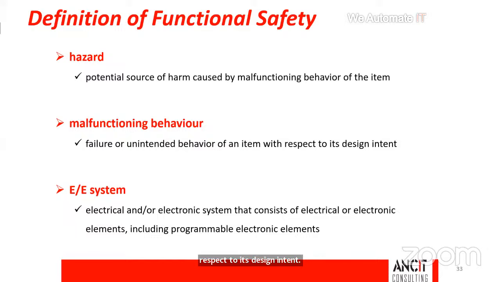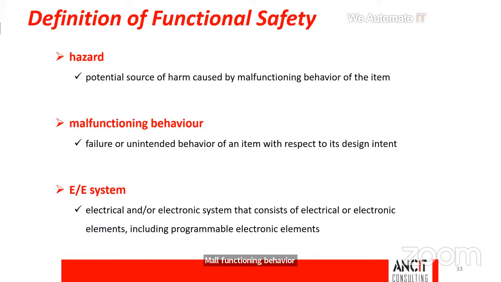Okay. So what is failure? You can consider an interior light. The interior light was designed with the intent that whenever the door has been opened or the trunk has been opened, the interior light has to be turned on. So what happens if that interior light is not glowing even after opening the door? That means some malfunction is happening in that particular E/E system. We'll call it a malfunctioning behavior. And unintended behavior means instead of doing that particular activity, it is doing some other activity. When I am not supposed to accelerate, it is going to accelerate. We will call that an unintended behavior. So those kinds of behavior, we'll call a malfunctioning behavior.